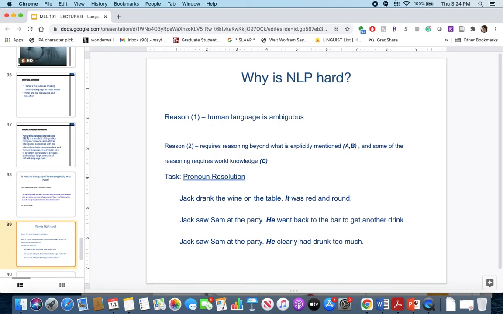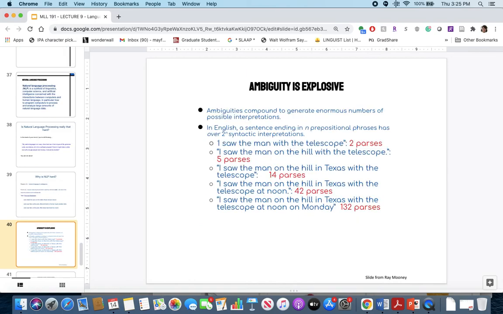What about Jack saw Sam at the party? He went back to the bar to get another drink. Who is the he referring to? Is it Jack? Is it Sam? Jack saw Sam at the party. He clearly had drunk too much, right? So we can't really classify the kinds of ambiguity because it requires world knowledge, it requires all these different paralinguistic markers that I talked about earlier to define what he means.